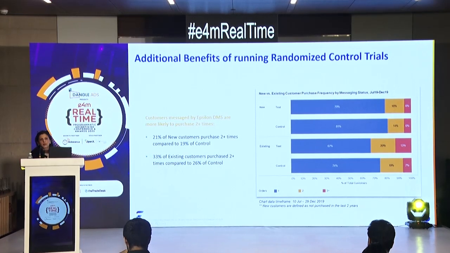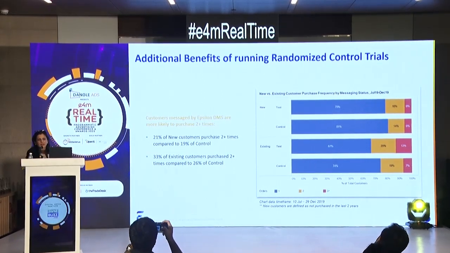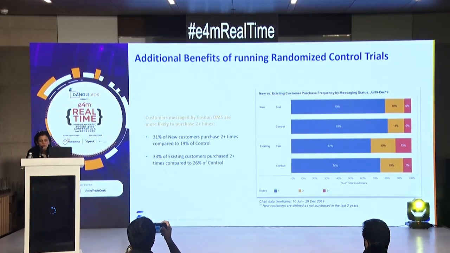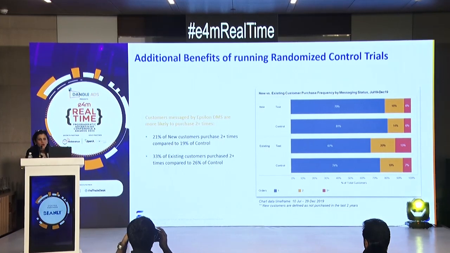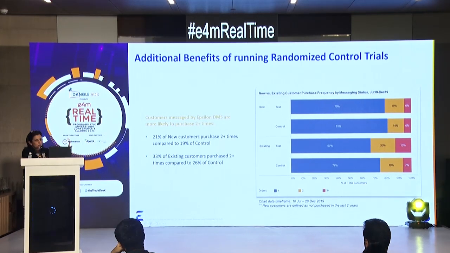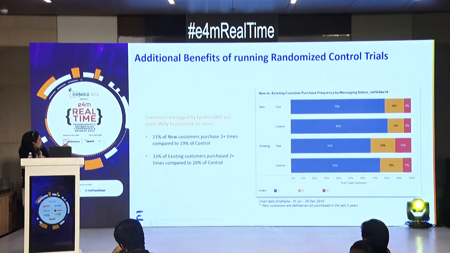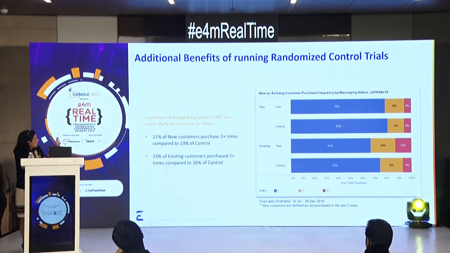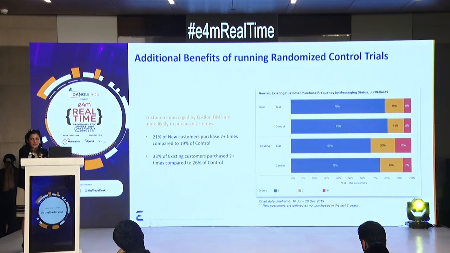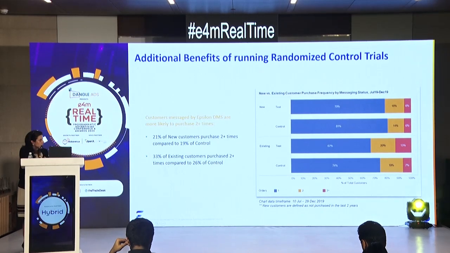This again is an insight that is important from a test and control perspective. Why, for large-scale businesses, is it important to run always-on test and control? Because you can do analysis like this. On the one hand, you have a new customer base analysis which says there is a 21% increase in first purchase to second purchase between test customers where you're running personalization, and a 19% increase from first purchase to second purchase for those who are in the control group. A 2% lift at scale would mean significant monies, especially with the kind of volumes that we work in within the Indian market, right?